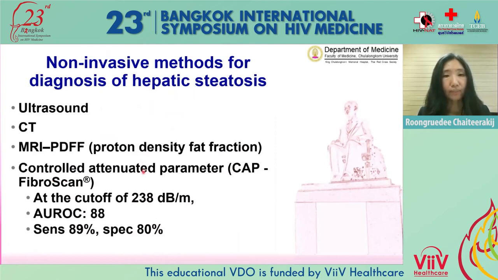The controlled attenuation parameter, or CAP, at the cutoff of 238 gives an AUROC of 0.88 with high sensitivity and high specificity. There are many tools, but ultrasound remains the preferred method because of its availability. You have ultrasound in every hospital, but some hospitals do not have FibroScan.